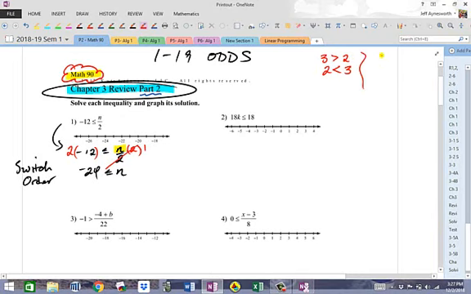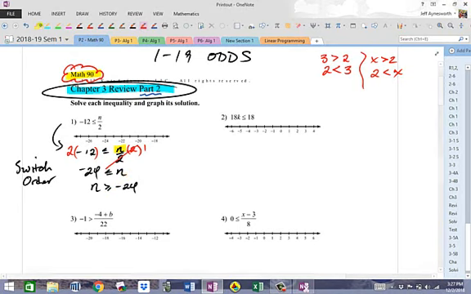Now with variables, it looks like this. If x is greater than 2, that means 2 is less than x. That's just a little example. Over here, we have negative 24 is less than or equal to n, which means that n is greater than or equal to negative 24.